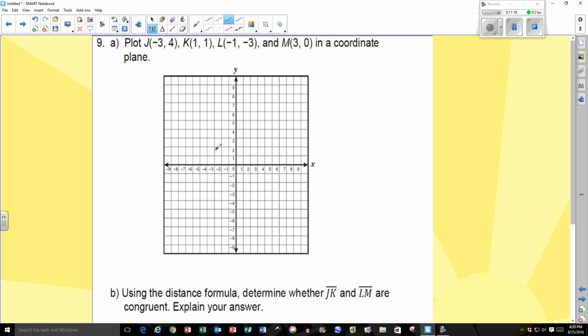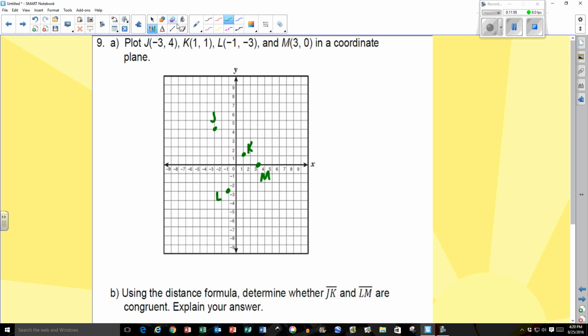So let's plot the point J, K, L, and M in the coordinate plane. So negative 3, 4. So negative 3, 4 is right here. So there's J. 1, 1 is K. Negative 1, negative 3 is L. And 3, 0 is M. That is not looking right. Negative 1, negative 3.